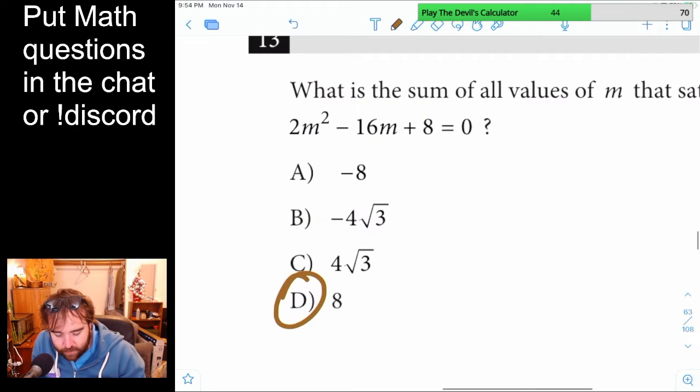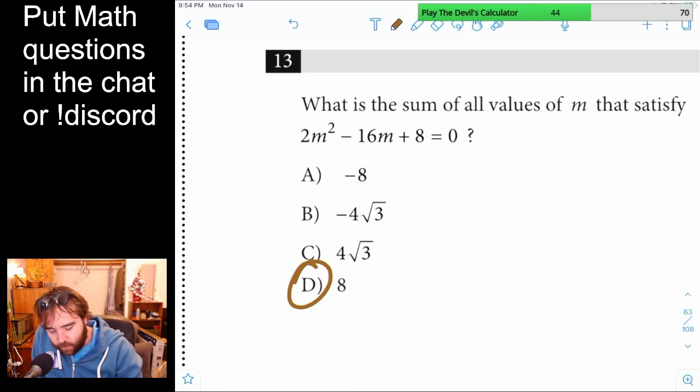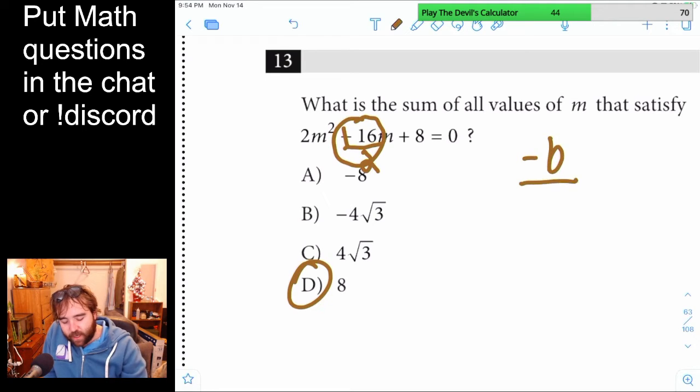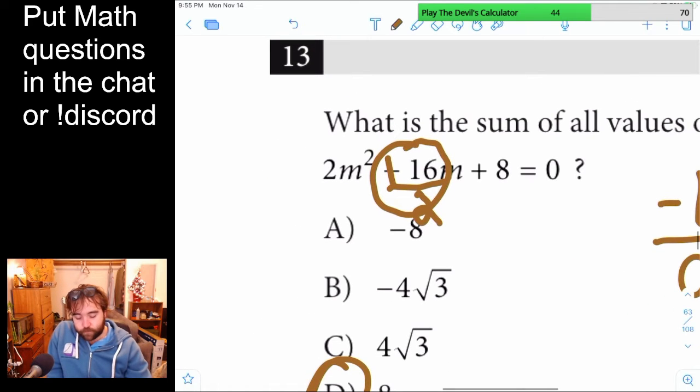The shortcut is that if you want the sum of all the solutions, you simply take this number right here and divide it by the number in front. And then you change the sign, actually. So we simply say that the sum of the solutions is negative b over a. And you can think about why that is because of factoring and stuff. Mainly factoring.